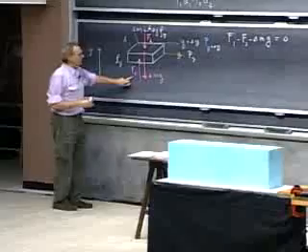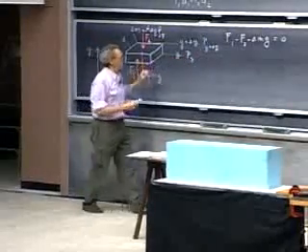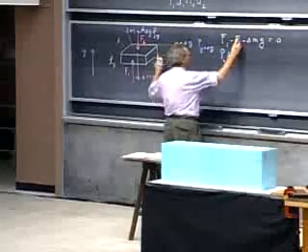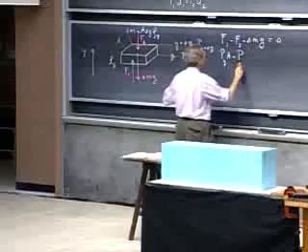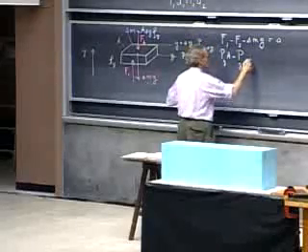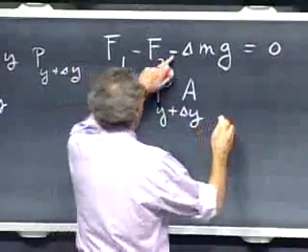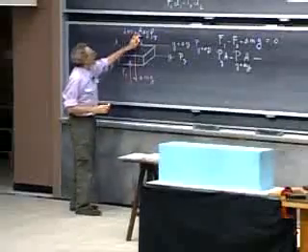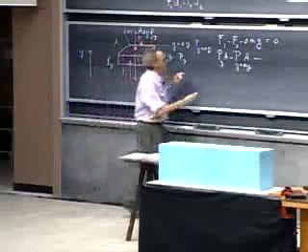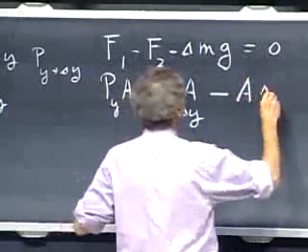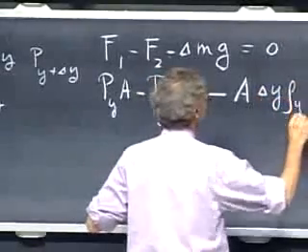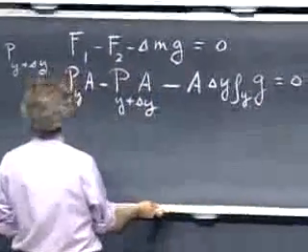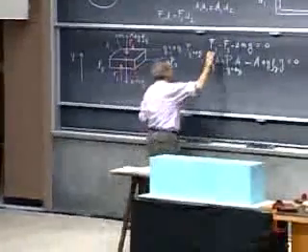But F1 is this pressure times the area. So that is P at level y times the area. And F2 is P at level y plus delta y times the area, minus delta m g, where delta m is A delta y times rho. So I get minus A times delta y times rho, which could be a function of y, times g, and that equals 0. Notice I lose my area.